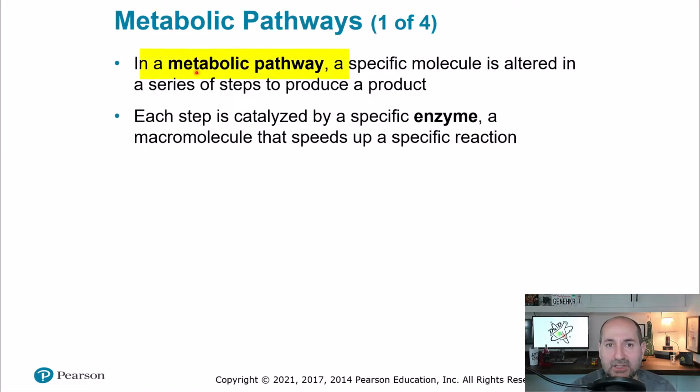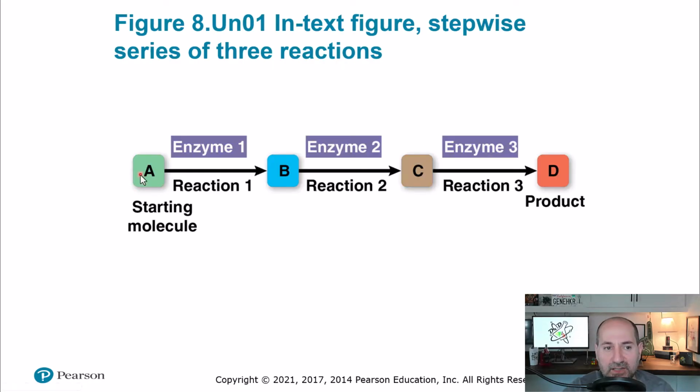And a metabolic pathway is a specific molecule altered in a series of steps to produce a final product. Each step is catalyzed by a specific enzyme. So when we're talking about a metabolic pathway, you can think of it like this. You take some starting molecule, like molecule A. Enzyme 1 will change molecule A to molecule B. Enzyme 2 will come along and change molecule B to molecule C, and then enzyme 3 comes along and changes molecule C to molecule D.